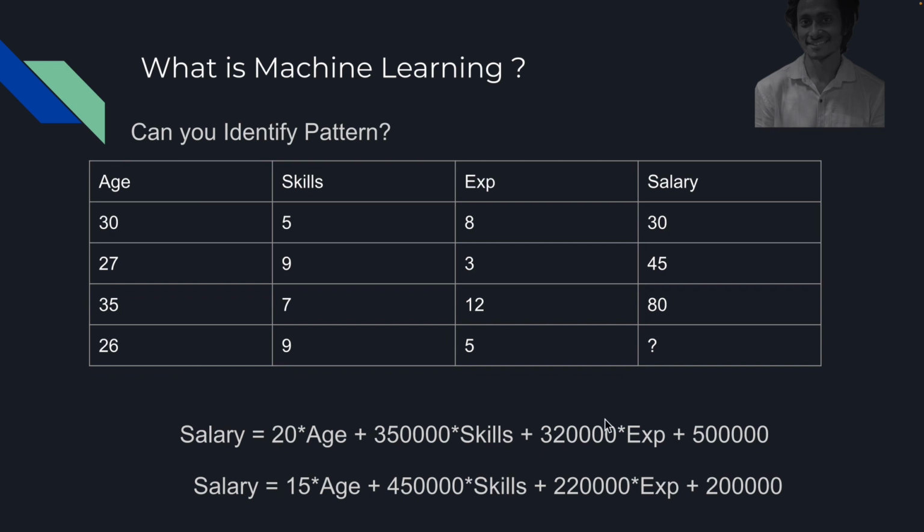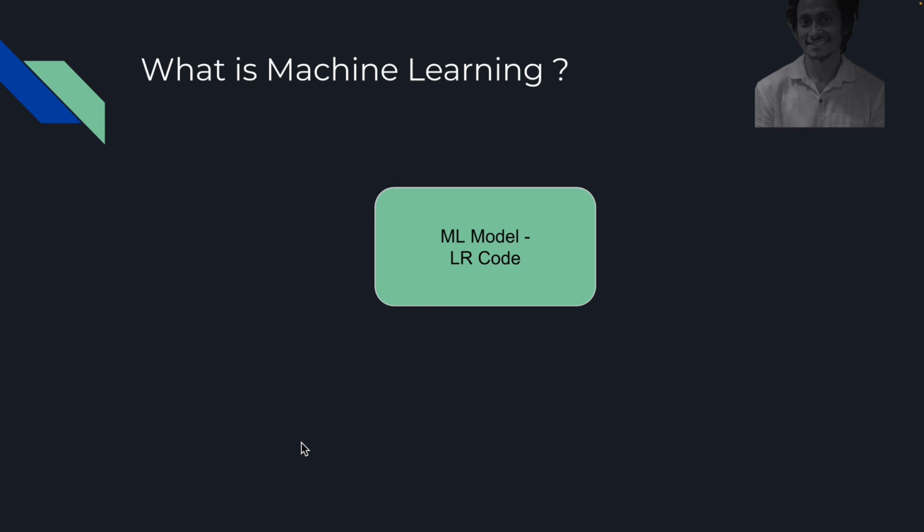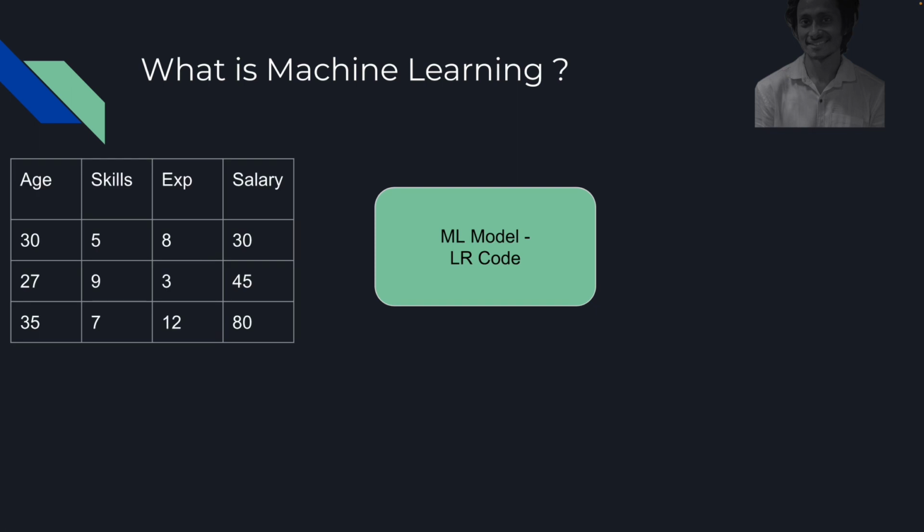You can answer this only if you know the relationship as accurately as possible. It could be this or this or this, whatever it is. Now that would be identified by a machine learning model. Let us say, for example, I have written Python code for linear regression. Now this linear regression code would actually take this as input. It would see that if these are the inputs, this is the output. That is, it is learning that if a person is having 30 years of age and skills as 5 out of 10 and experience as 8 years, then the salary given is 30 lakhs. Similarly, if it is 27, 9, 3, it is 45 and so on.